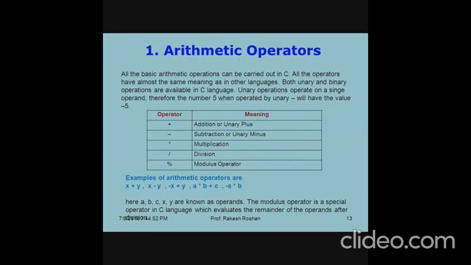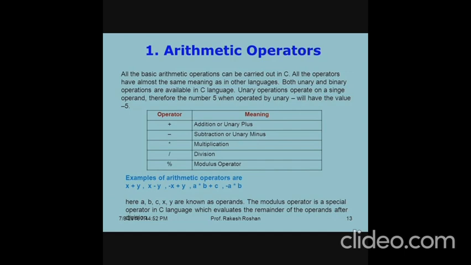Arithmetic operators are all binary operators. It means two operands are required to perform the operation. All the basic arithmetic operations can be carried out in C. All the operators have almost the same meaning as in other languages. Both unary and binary operations are available in C language.